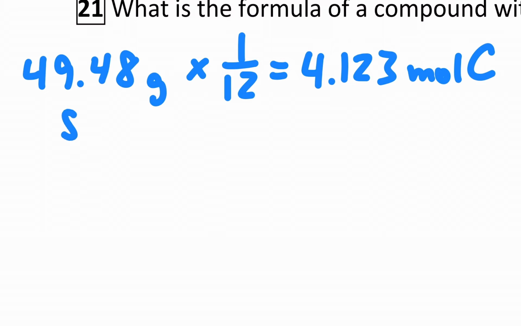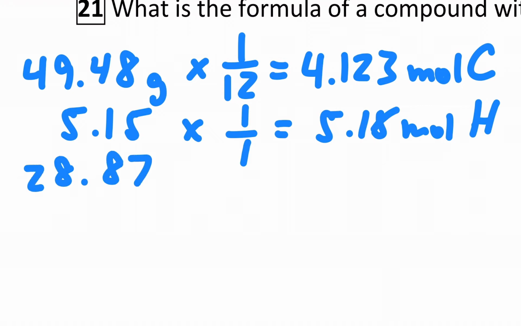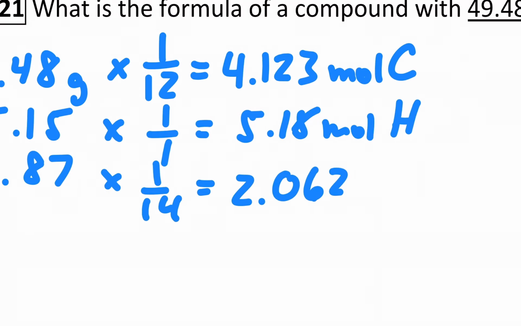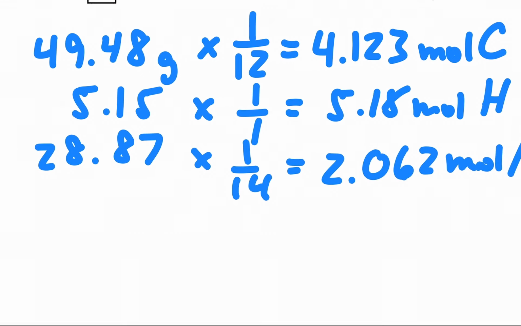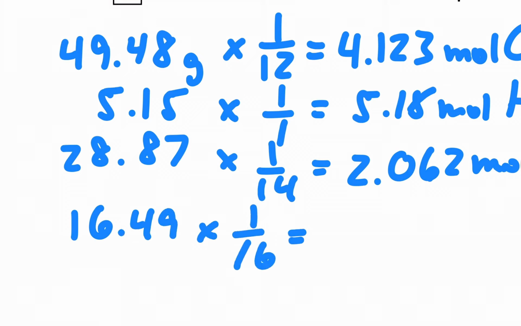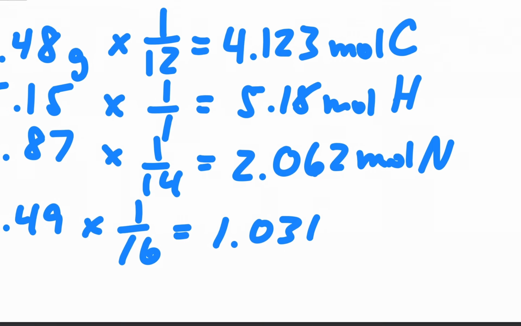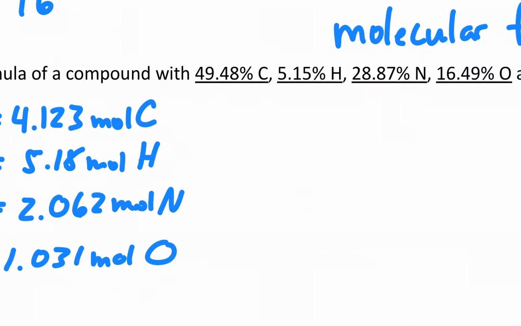The hydrogen, that's the easy one, 5.15 times 1/1, so 5.15 moles of H. Then we have nitrogen, 28.87 times 1/14. It gives me 2.062 moles of N. Notice I'm using the monoatomic mass for each of these elements. We're not talking diatomics. I want moles of N, not moles of N2. Likewise, oxygen, 16.49 times 1/16. I get a little more than 1.031. And I am carrying my sig figs. You get much better results if you don't round along the way, or at least carry how many sig figs you have.